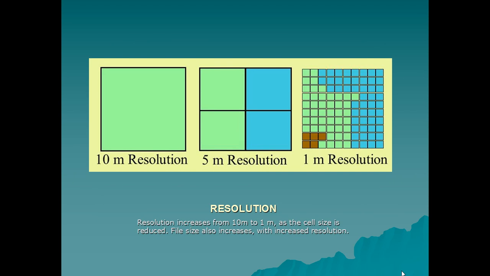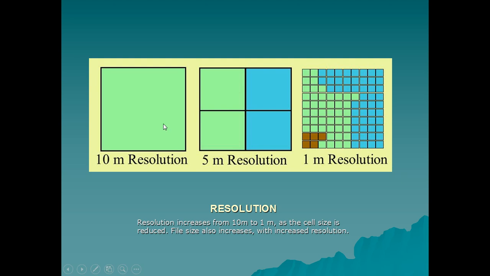So I believe this diagram should be familiar to you. Sorry, let me go back there. Right, when we talk about resolution, we have three examples of different resolution here. We have our 10 meter, 5 meter and 1 meter. You see an increasing number of color representations. That is because the cell size has reduced, so you now have an increased ability to represent additional information.